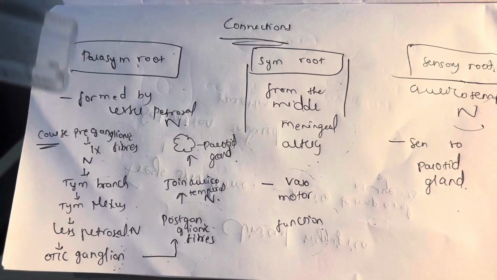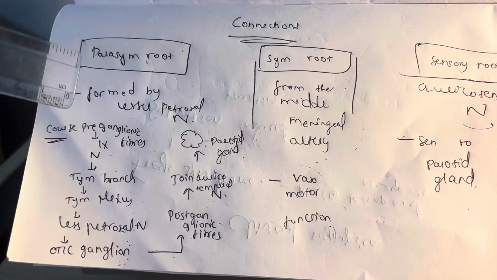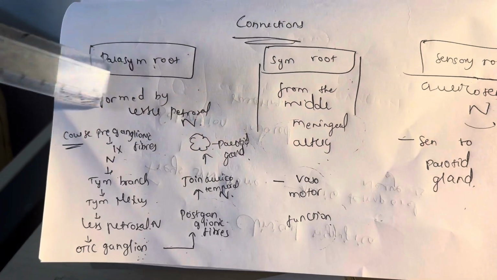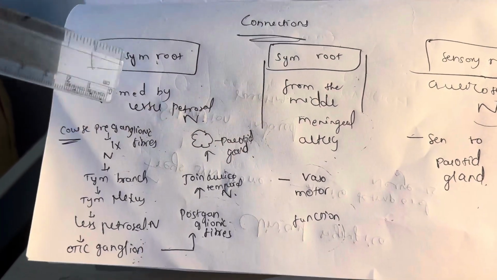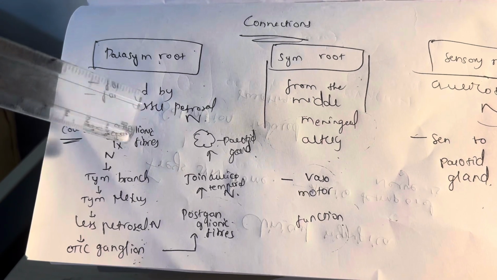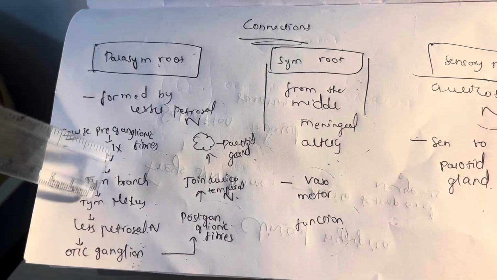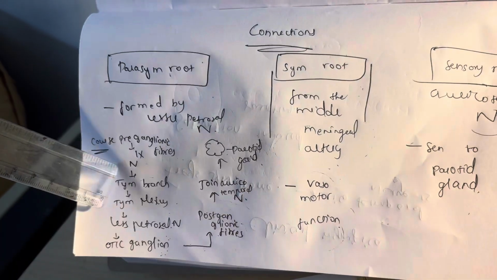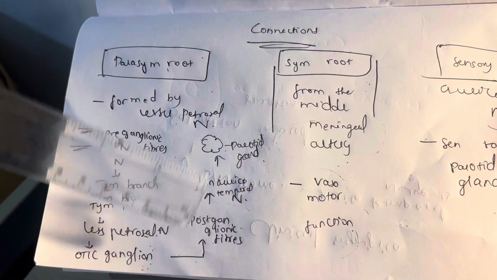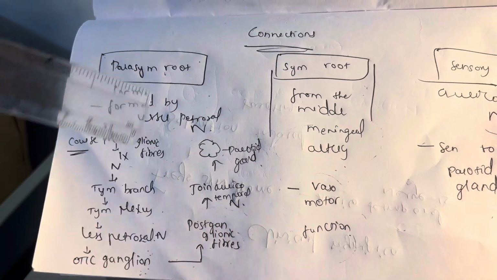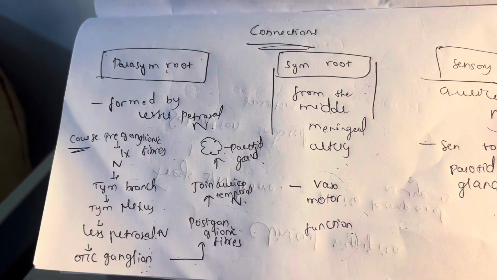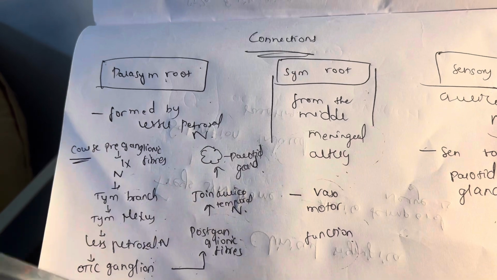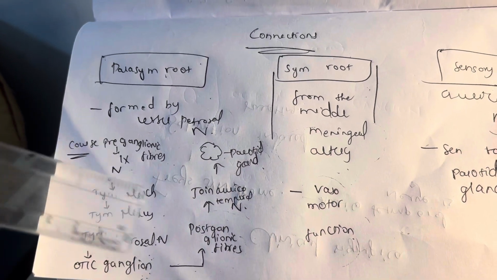Now let us discuss about the course of this parasympathetic root. From the inferior salivatory nucleus, preganglionic fibers will arise, and they relate to nerve number 9, the glossopharyngeal, which gives off a tympanic branch which forms a tympanic plexus. And from this tympanic plexus there forms a nerve which is the lesser petrosal nerve, and we already discussed that from the lesser petrosal nerve, the otic ganglion is arising, the parasympathetic root mainly.